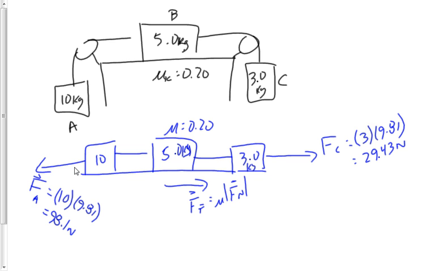Let's get its value there. It's mu times Fn. It's 0.20 times the normal force, which is 5 times 9.81. And coincidentally, I end up with a force that's equal to 9.81. Don't always make that force equal to 9.81 just because acceleration due to gravity is. It just happens to be this time because 0.2 times 5 is 1. 1 times 9.81 is 9.81. These are my 3 forces.